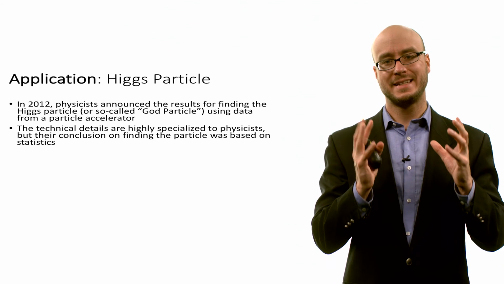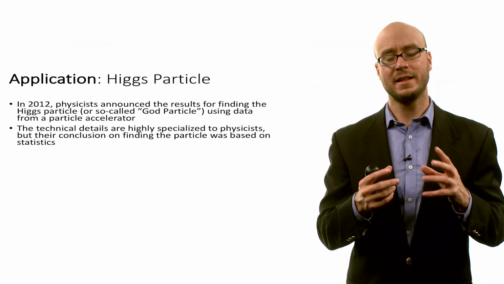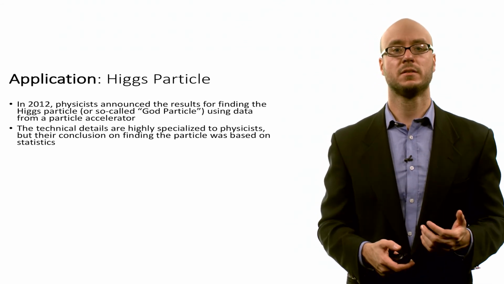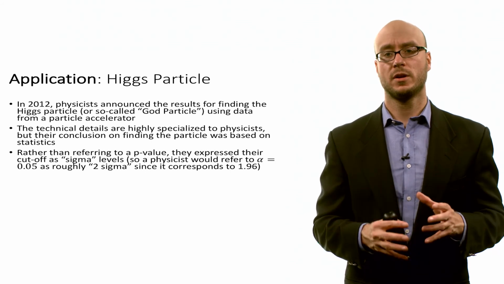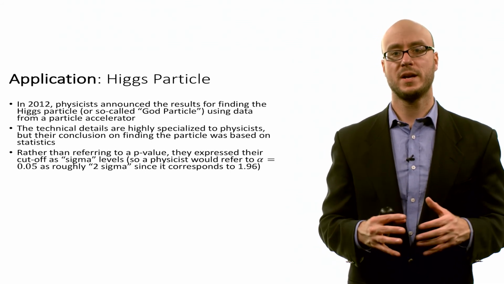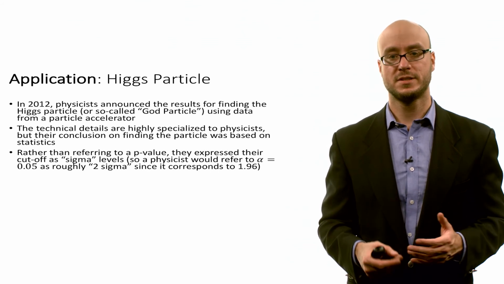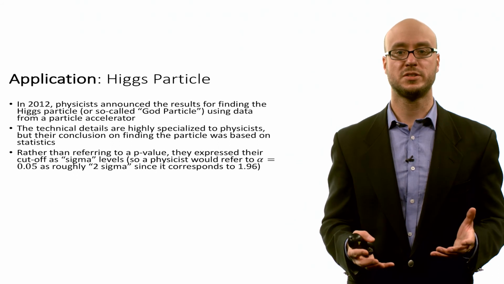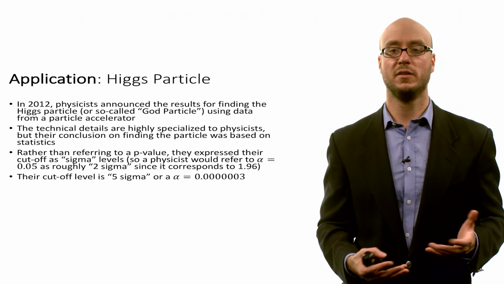Now, the technical details are highly specialized to physicists, but even at this point, their conclusion on finding the particle is based on statistical inferences, just the basics of it. Rather than referring to a p-value, they expressed their cutoff in terms of sigma levels. So instead of an alpha of 0.05, which you might call 2 sigma, they used this cutoff level of 5 sigma.